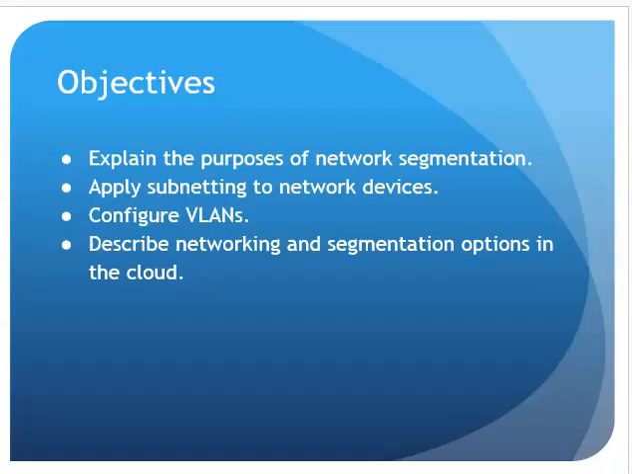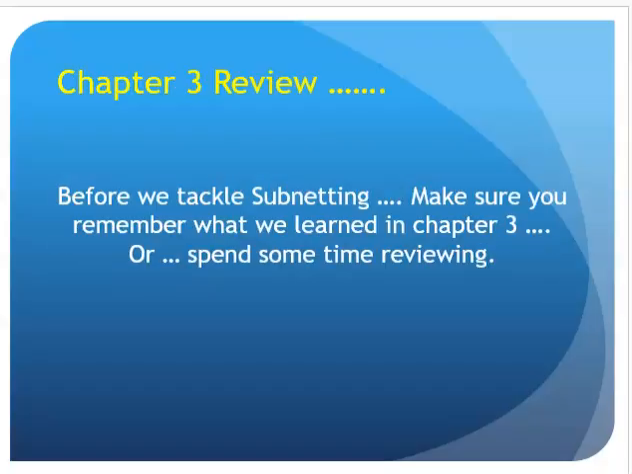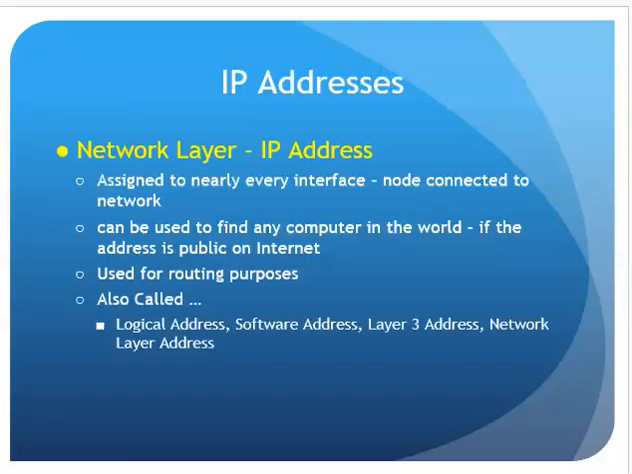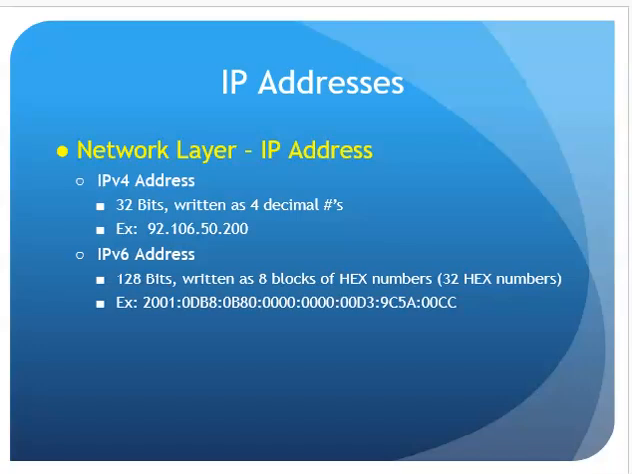So before we dig into anything new in Chapter 8, we need to remember some basics from Chapter 3. So let's do a quick review of some basics from Chapter 3 that'll really help us out. First thing is, I need to remember at the network layer, my IP address is the main address I'm dealing with, whether it be IPv4 or IPv6. Layer 3 is used for routing purposes; routers read, interpret and route based on these addresses. We also call them logical, software, Layer 3, network layer addresses, any of those names for our IP address. We do have IP version 4 and IP version 6.